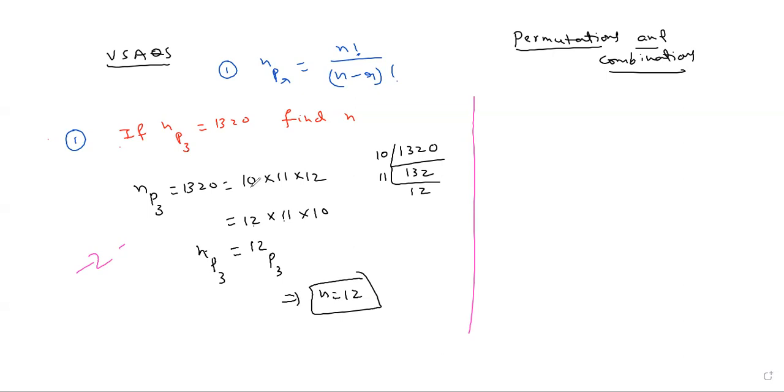The only thing: write the product of three consecutive. If it is nP3, you try for three consecutive. If it is nP4, try for a product of four consecutive. For example, next question, question number 2.